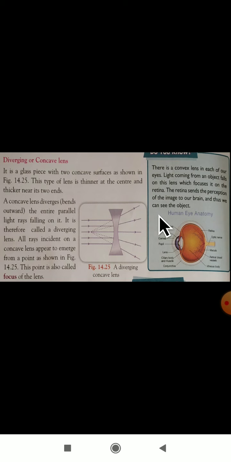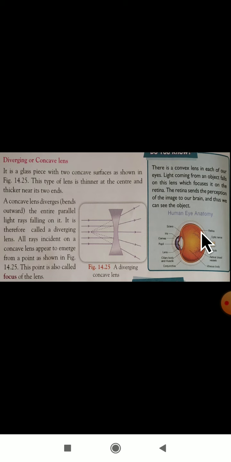The light rays should fall on the retina part here. This is the human eye anatomy they have given here, which is the retina part. Here they have shown the retina part, you can observe. The light coming from an object falls on this lens here. The light rays will fall on this retina, and this retina will send it to the brain.